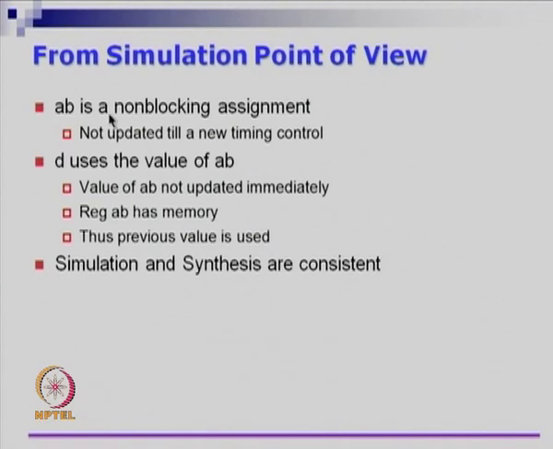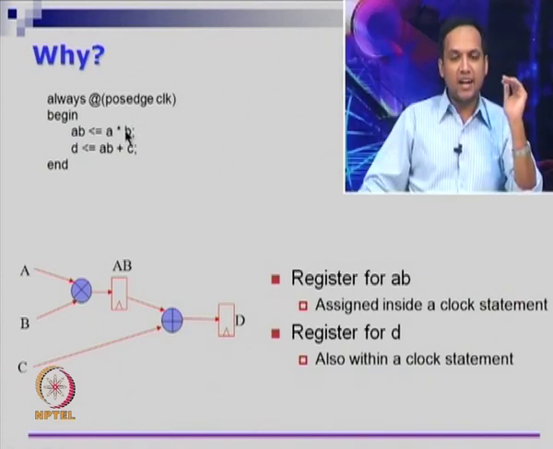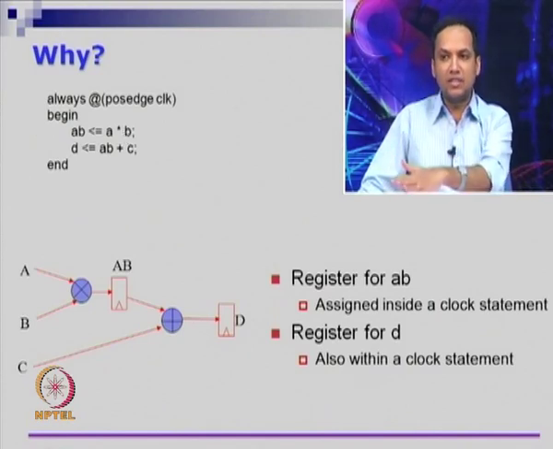So, AB was a non-blocking statement. So, AB non-blocking equals A times B, so it will not be updated until a new timing control comes through. So, remember, if you go back to this Verilog code here, you go and look at all the right sides, the right sides will all be calculated first. So, when a new clock comes, it will take current A, current B, multiply it, and keep the result aside to assign to AB in the future.